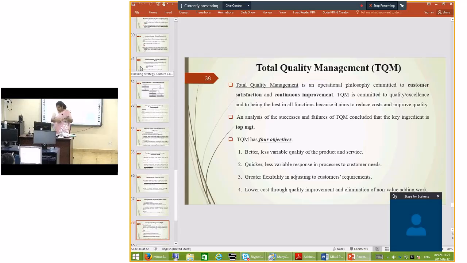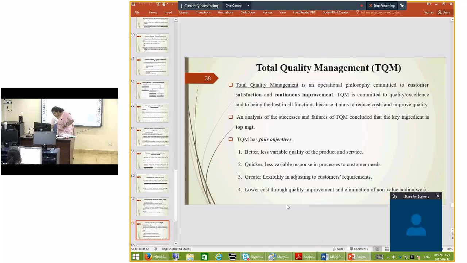Then the second objective, quicker, less variable response to customer needs. That means we give a very quick response to the needs of the customer. For example, a customer says this item is not workable within the warranty period. Then we quickly address that customer: no worries, the warranty period is still in effect, so we do the repair or maintenance activity. Understood? So that is the second point. Then the third is greater flexibility in adjusting to customer requirements. Yes, that means under this TQM process we are very flexible to the requirements of the customer.